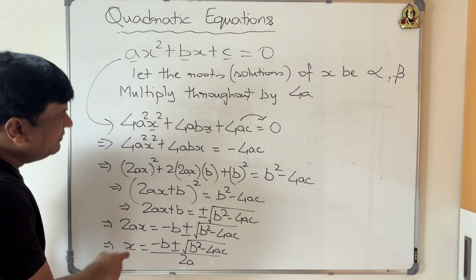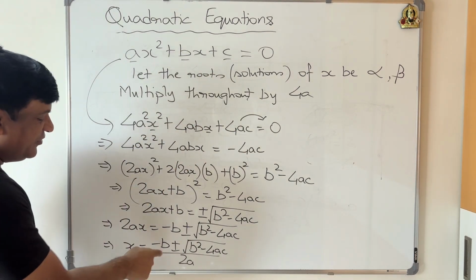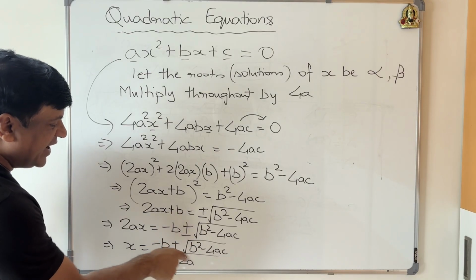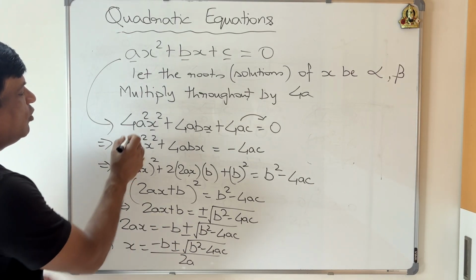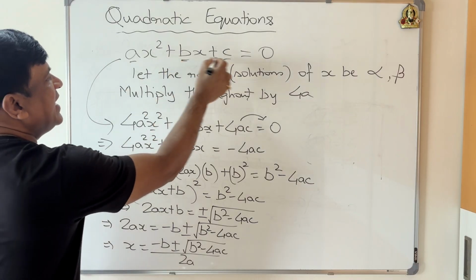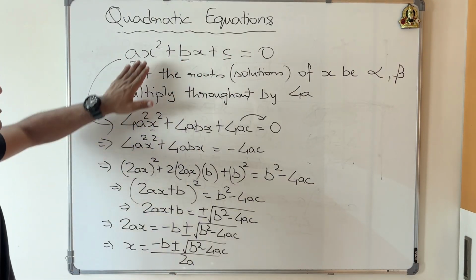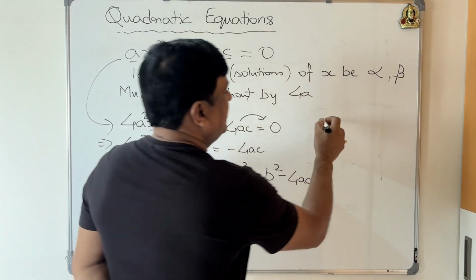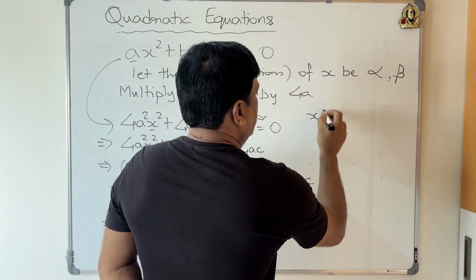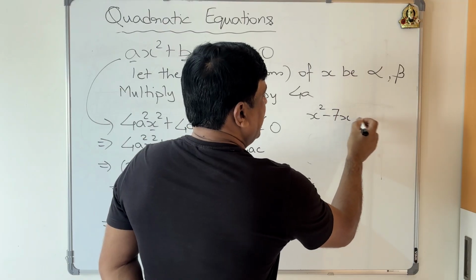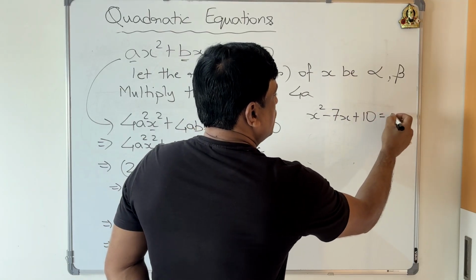X is the variable which we started with in the quadratic equation, and I have converted the right side completely in terms of the constants. We had these constants a, b and c. So if they give you an equation, for example, we did this one just now, x square minus 7x plus 10 equal to 0.